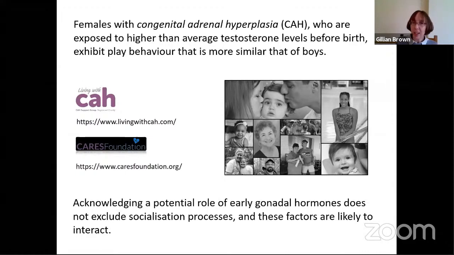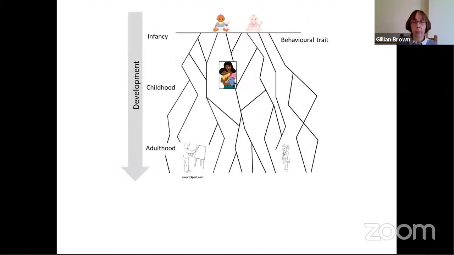So we have to really acknowledge, particularly when we're studying humans, but also when we're studying other animals, that gonadal hormones won't act in the exclusion of socialization processes. These factors are likely to interact, and we need to start addressing them in multiple ways and take these interactions into account. I've put together this image, which I'm hopefully trying to show you how we might start thinking about development and how we might start thinking about hormones.